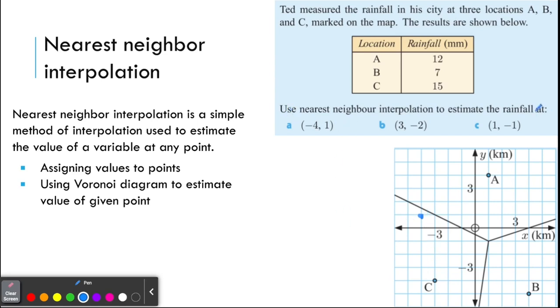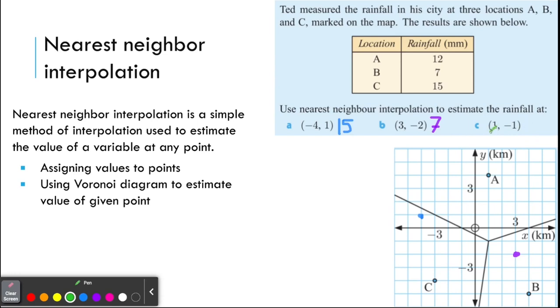So estimate how much rainfall. Since C got 15 millimeters of rainfall, our point -4 and 1 is also assumed to have 15. Next up, 3, -2. Now for 3, -2, the nearest site to this point is B because we are in the cell of B. So B had 7 millimeters of rainfall. So it's assumed that at this point, we're also going to have 7 millimeters of rainfall.